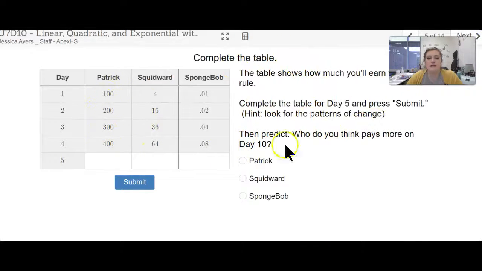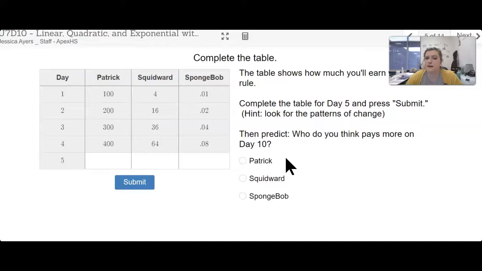On this first one, you're going to look for the pattern. How are you getting from each y to the next? I will give you a hint: one is going to be linear, one is going to be quadratic, and one is going to be exponential. So think about what that means. Remember we talked about how linear means that you're adding. Exponential means that you're multiplying.